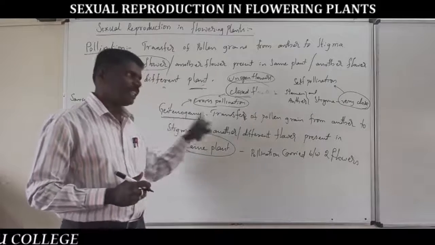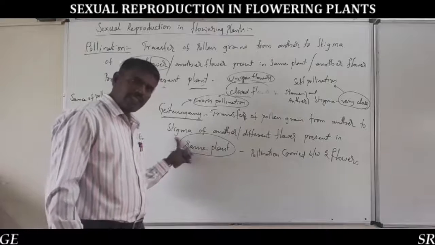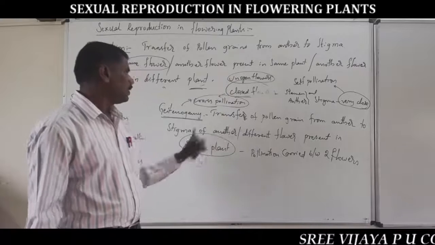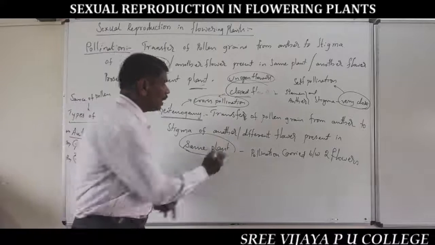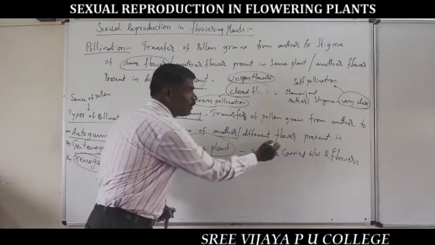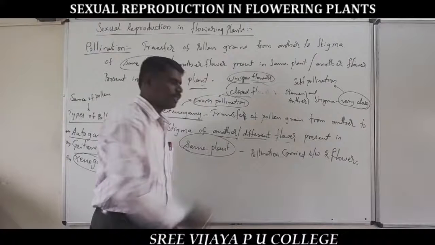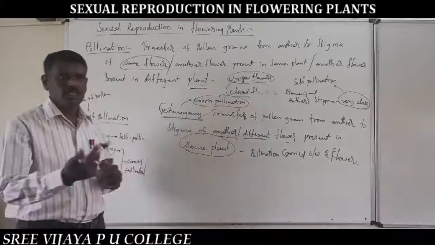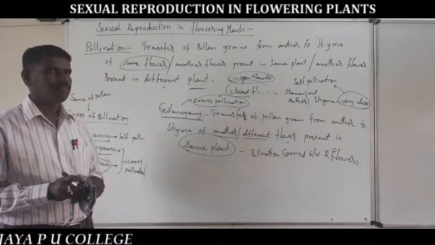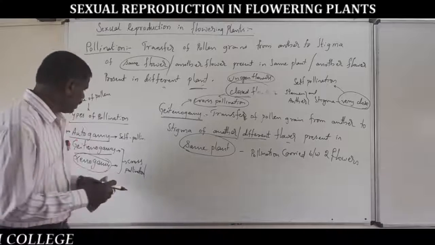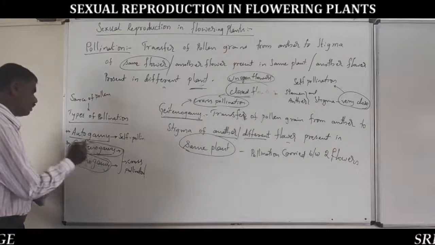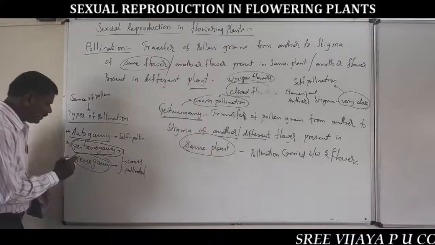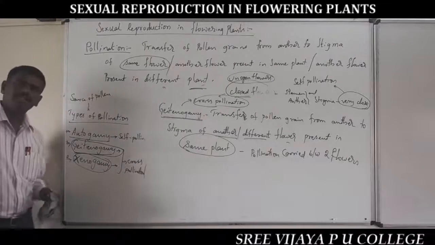So the transfer of pollen grain from the anther to the stigma of another flower or different flower present in the same plant is the phenomenon we call geitonogamy. It is another type of pollination, geitonogamy. So another one is xenogamy.